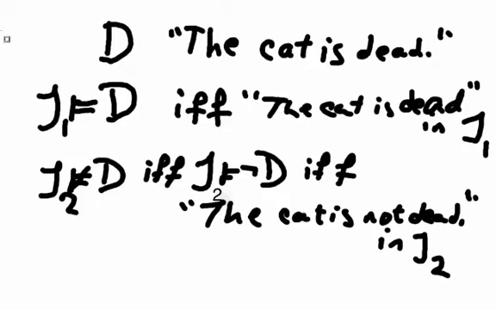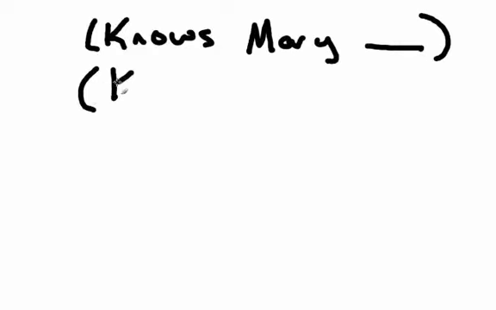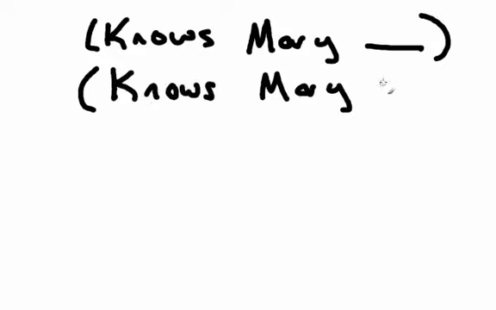But in common sense reasoning, like in SUMO, there are also these knows predicates. So you can say, knows Mary some proposition. So now let's fill in the proposition with D. We'll say, knows Mary D. This means Mary knows the cat is dead.